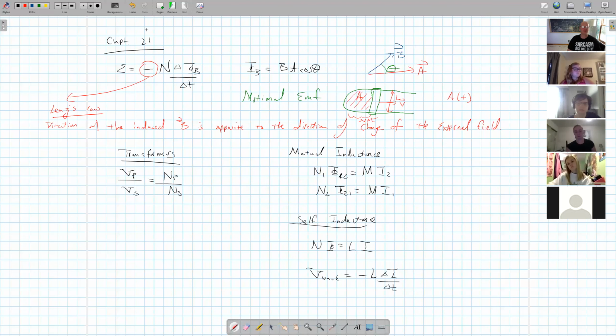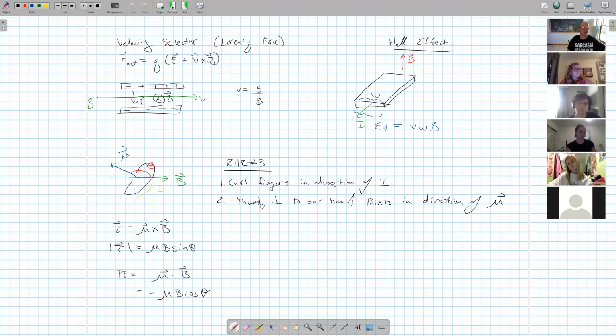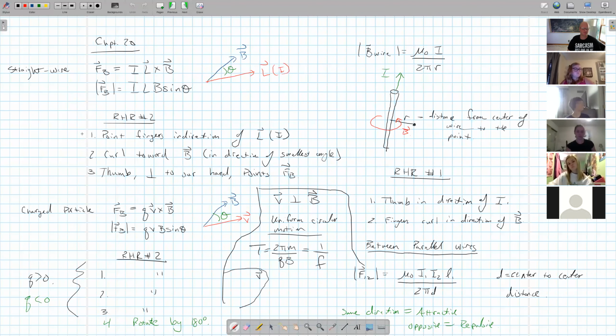So good. So let's talk about what to expect. So first things first, the long problem. So yeah, the long problem. So the long problem is mostly going to deal with force on charged particles. So basically all this stuff here is going to be, say, long problem number 1.